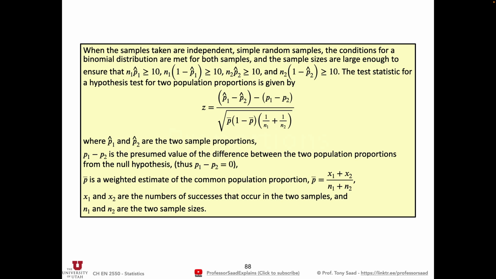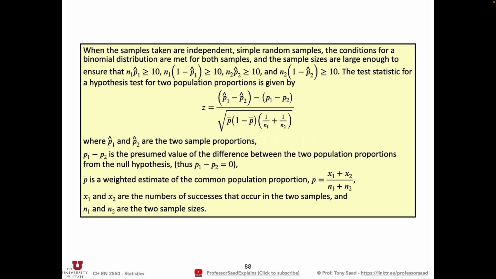There's one little thing to keep in mind: there's this thing called p bar in the denominator. We've never seen this p bar, but it's sort of a grand mean. It's essentially your sample values over the total, so x1 and x2 are the sample values that you drew out of the population. Let's say you picked 50 students and 20 of them eat at the cafeteria, then x would be 20. Now n1 and n2 are the sample sizes.